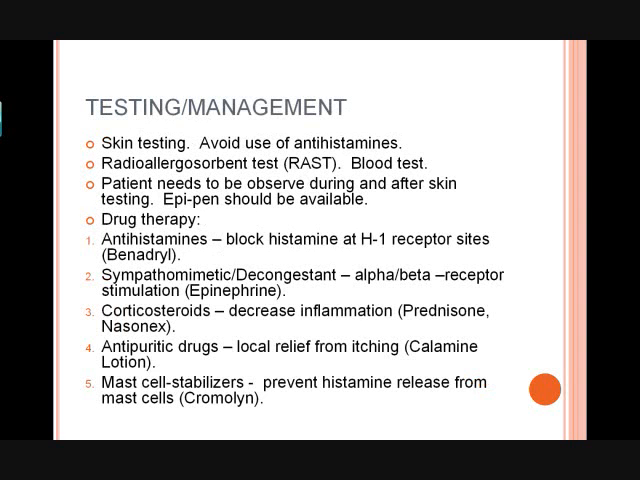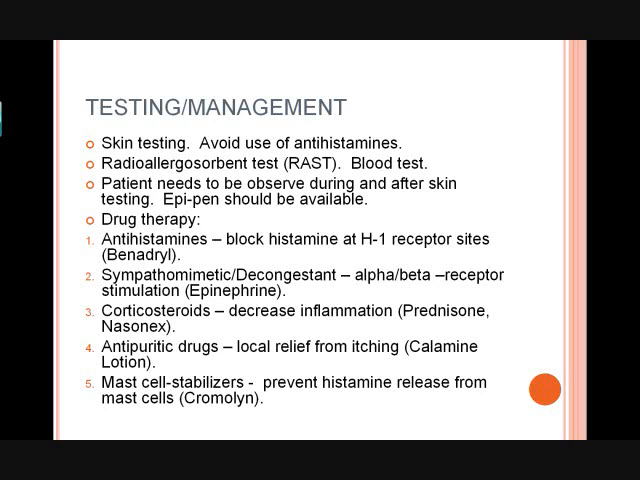Skin testing. You want to avoid the use of antihistamines. You're going to have a RAST test, which is a radioallergosorbent test. It's a blood test. Patient needs to be observed during and after the test. An EpiPen should be at the bedside. These are usually done in doctors' offices.